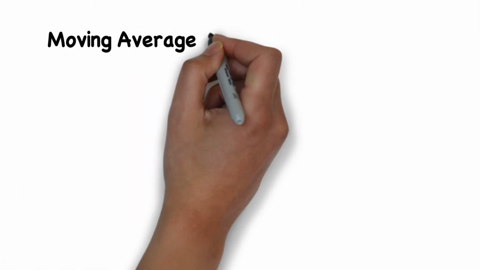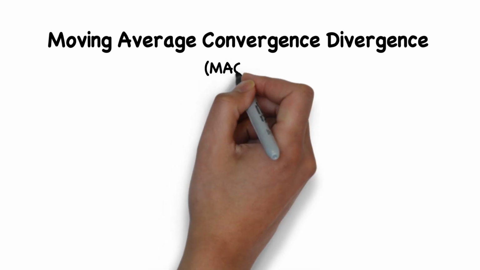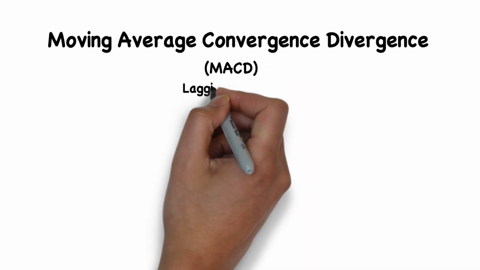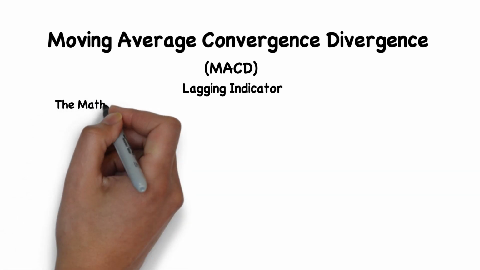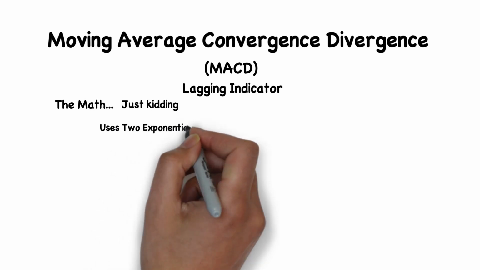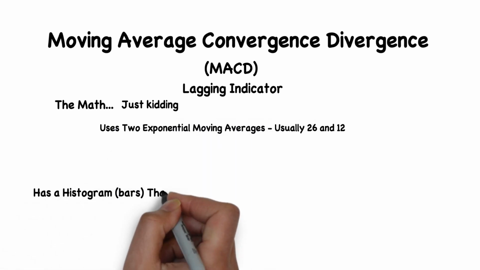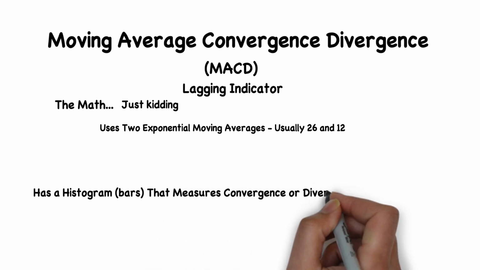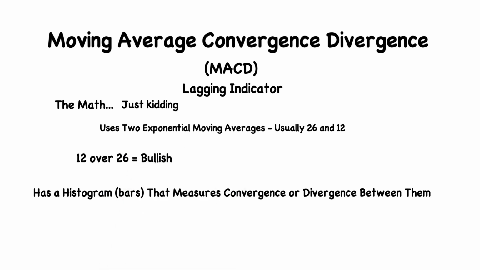All right, time for the moving average convergence divergence, also known as the MACD or MACDaddy. The MACD is a lagging indicator, meaning it is usually behind the market. The math is kind of complicated, so forget that. All you need to know is it uses two exponential moving averages, usually 26 and 12, and has a histogram that represents the convergence or divergence between the moving averages.